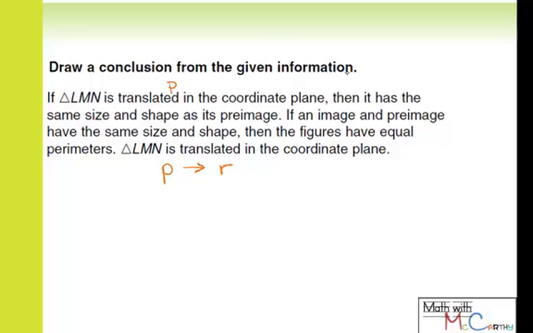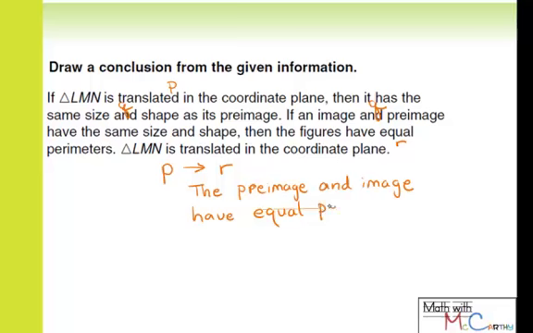So if this is P, and then this is Q, and then this is Q, and this is R, our conclusion is the pre-image and image have equal perimeters. And there we were using the law of syllogism.